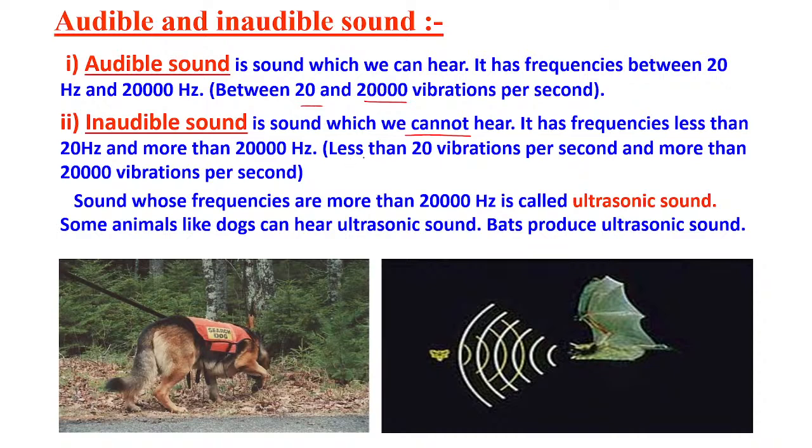Less than 20 hertz is called what? Infrasonic sound. More than 20,000 hertz is called what? Ultrasonic sound. And here you should know the names of certain animals. Less than 20 hertz, like elephant, rhino, whales. More than 20,000 hertz, animals like bat, rat, dog, cat, deer, monkey.